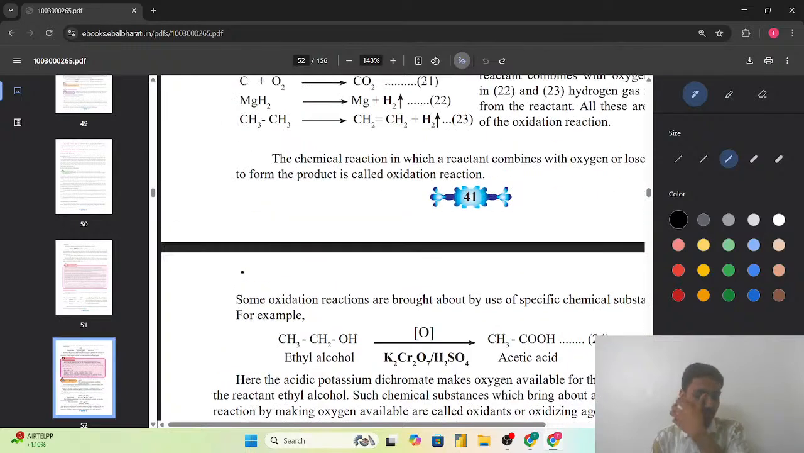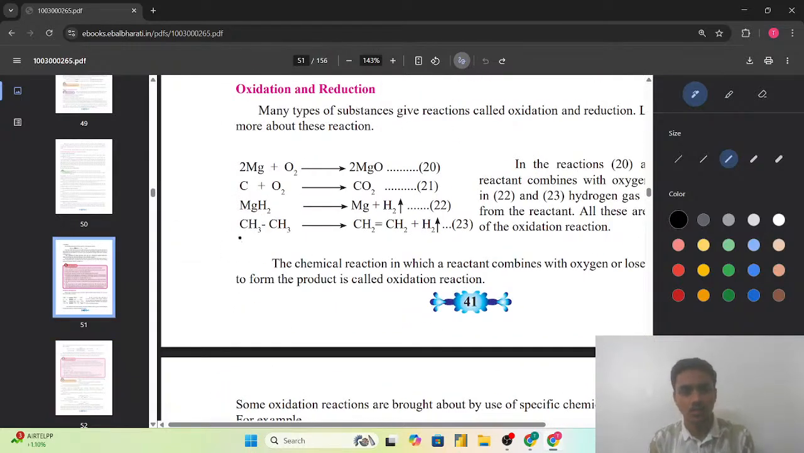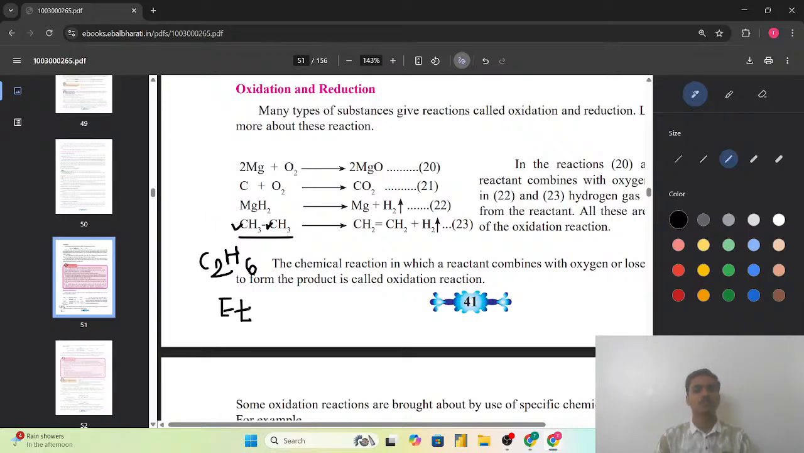So basically, we are here. See here, what will be the name of this compound? As we have studied in the lower classes also, we have to count the number of carbons. C2, H6, C2H6. It is ethane.